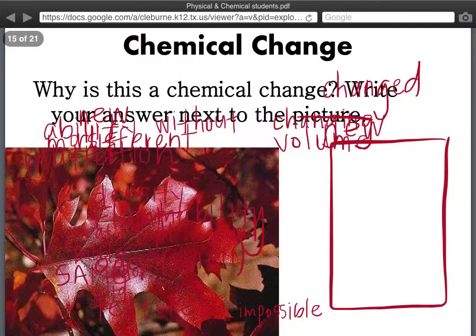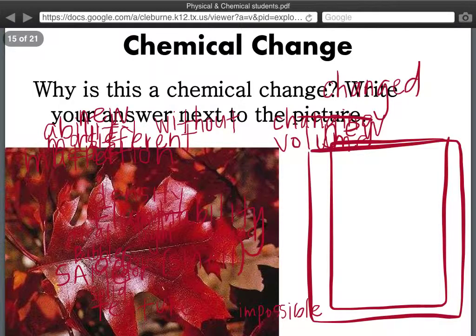Why is this a chemical change? I want you to write your answer next to the picture, and I want you to tell me why a leaf changing color is a chemical change. We will discuss as a class later.